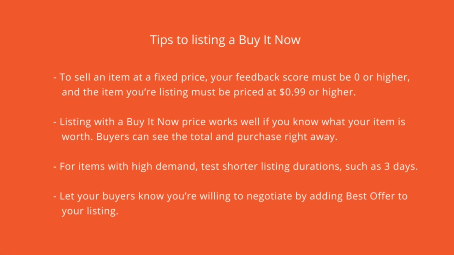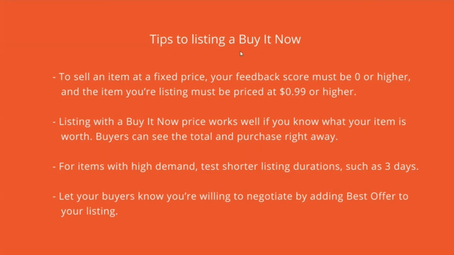Tips for listing a buy it now. To sell an item at a fixed price, your feedback score must be 0 or higher, and the item you're listing must be priced at 99 cents or higher. Listing with a buy it now price works well if you know what your item is worth. Buyers can see the total and purchase right away. For items with high demand, test shorter listing durations such as 3 days. Let your buyers know you're willing to negotiate by adding best offer to your listing.